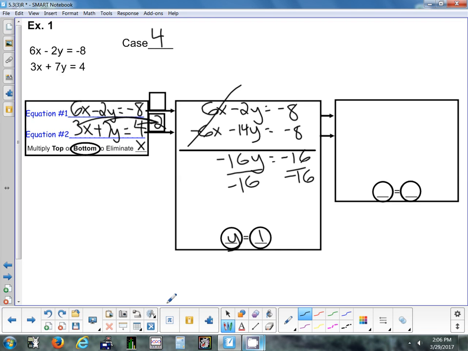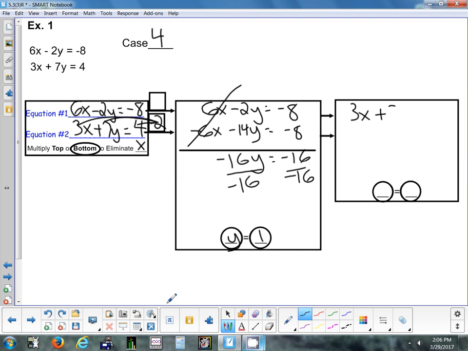Emma, top or bottom? I use bottom. You want to use the bottom? That's fine. You're not wrong in either one you use. If it were me personally, I might use the top one because the number attached to y is smaller. 2 is smaller than 7. But it doesn't matter. You're multiplying by 1 anyways. You should know that.